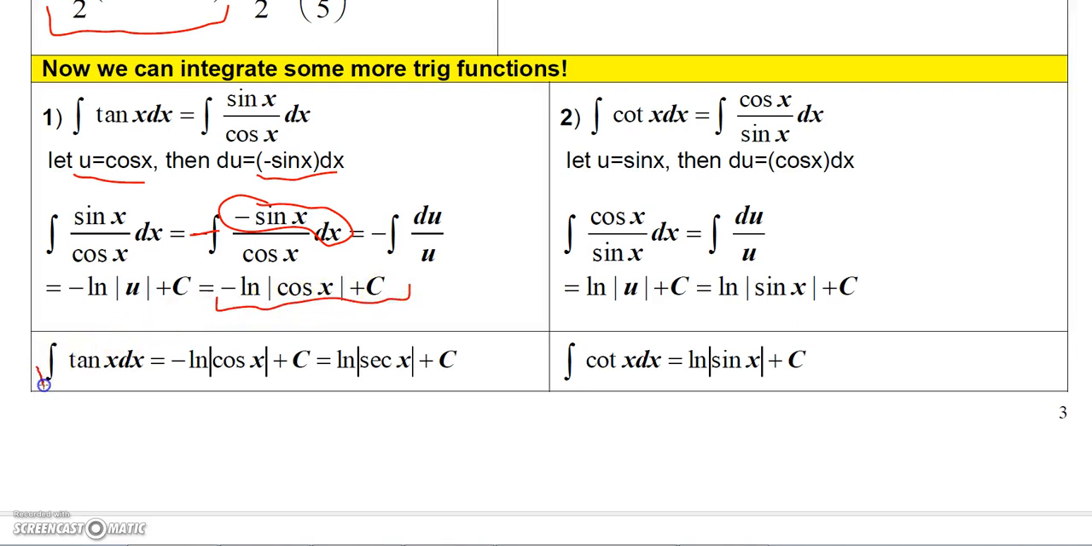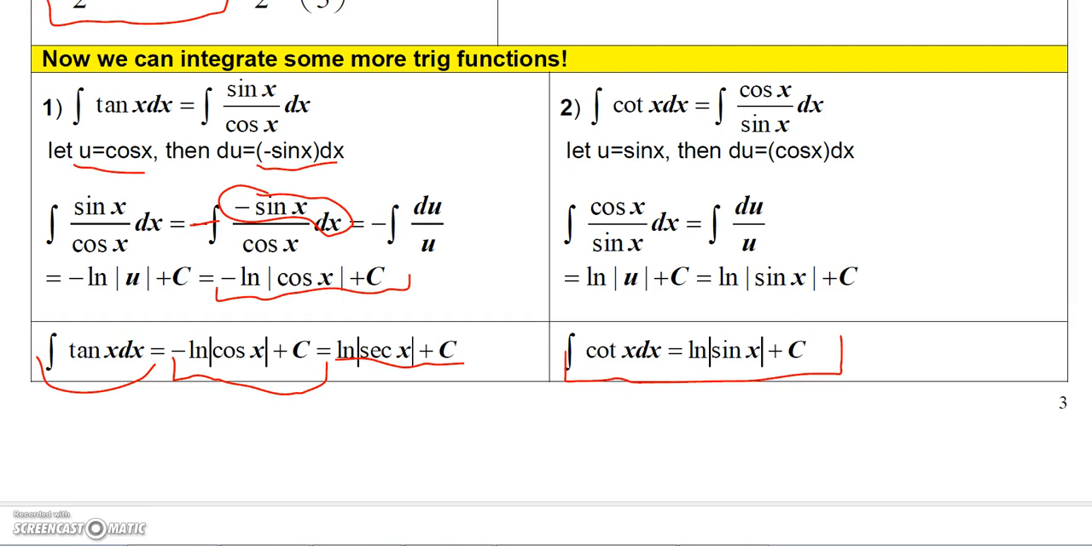So now we have a formula for the integral of tangent x, and it's equal to minus the natural log of the absolute value of cosine x plus c. And also, if you wanted to, you could use the power rule to write this as natural log of the reciprocal of cosine x, which would be natural log of the absolute value of secant x plus a constant. And then likewise, if you go through this one, you'll see that you have a formula for integrating cotangent of x that you gained by using this log form of integration.